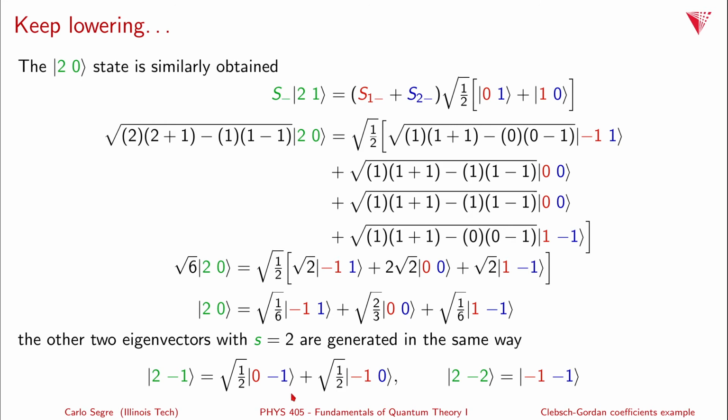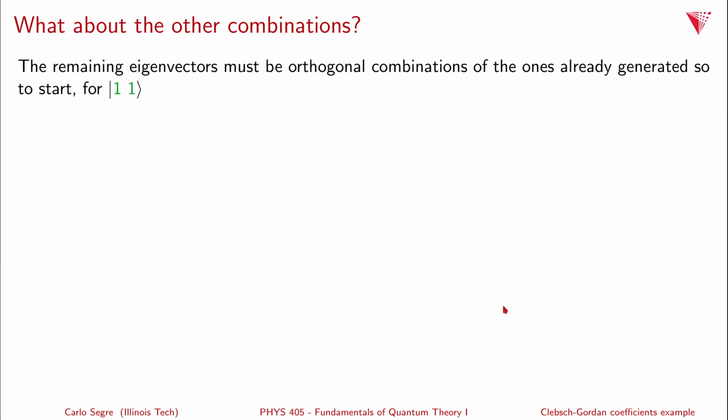So that takes care of all the states with s equals 2. And there are 5 of those. Now, the remaining eigenvectors must be orthogonal combinations of the ones already generated, because they're all eigenfunctions. The eigenfunctions are orthogonal to each other. So we have to take advantage of that to calculate what's going on.